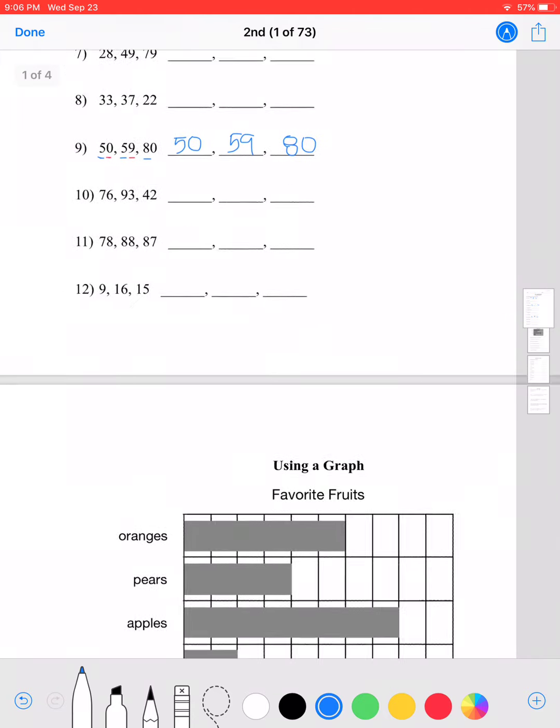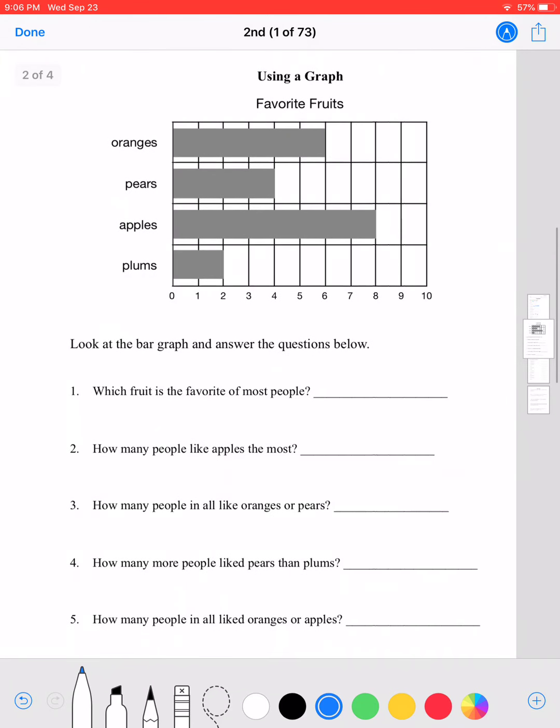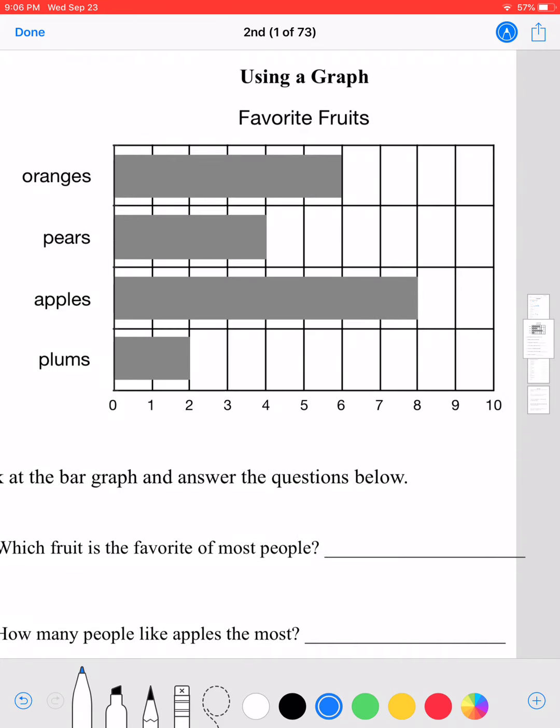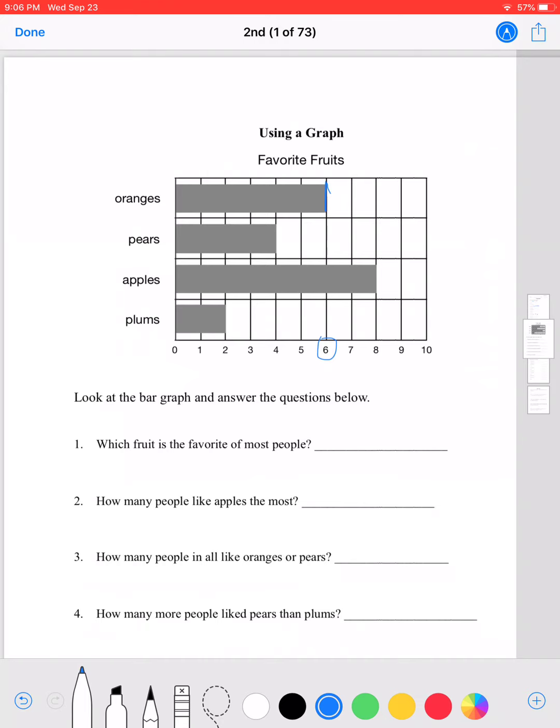Okay, now we'll move on to using a graph. So we're given a bar graph right here. It shows the favorite fruits of how many people. So we have oranges, pears, apples, and plums. So first let's look at the graph and what it tells us. So we have oranges. It tells us that 6 people right here. 6 people like oranges the best.